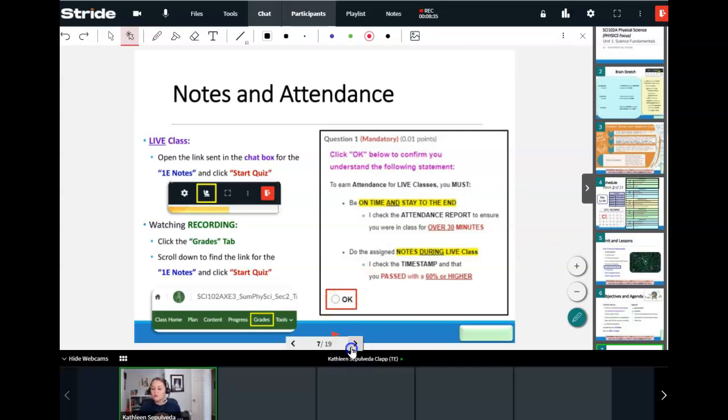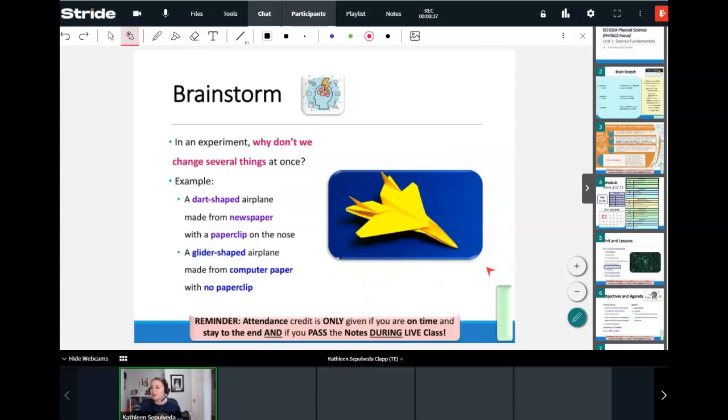Let's move on and take a look at our brainstorm. Now, in an experiment, why don't we change several things at once? For example, a dart-shaped airplane made from newspaper with a paperclip on the nose, and then a glider-shaped airplane made from computer paper with no paperclip. Why don't we want to change a bunch of things in an experiment? What are some reasonings? Talk it through, think it out. Let me know in the chat box.